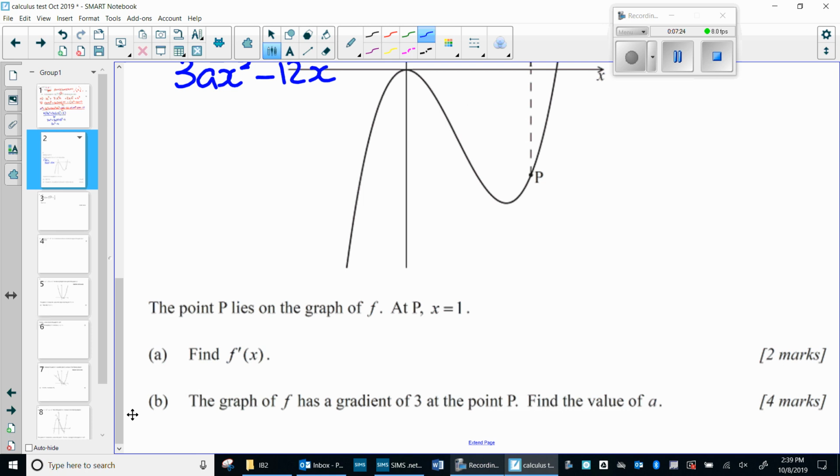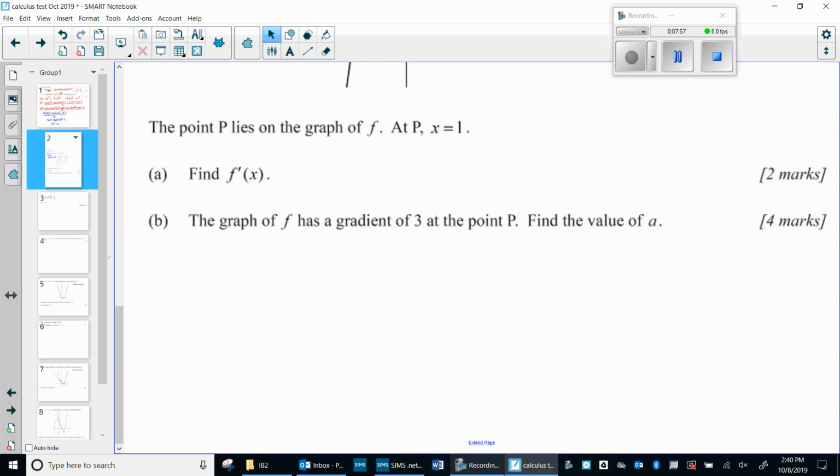Then it says the graph of f has a gradient of 3 at the point P. Now, why does it talk about the word gradient? Remember the normals? The tangent. You also knew x was 1, so you could immediately substitute the x, and you knew the m was 3, so then you just use mx plus c.